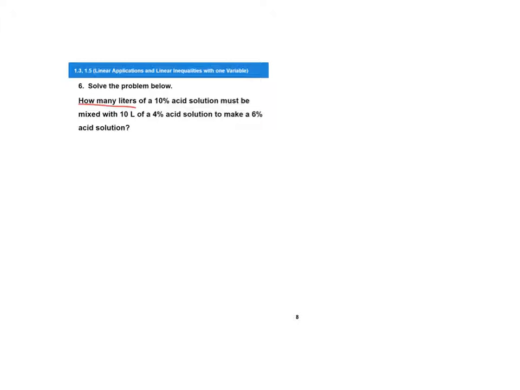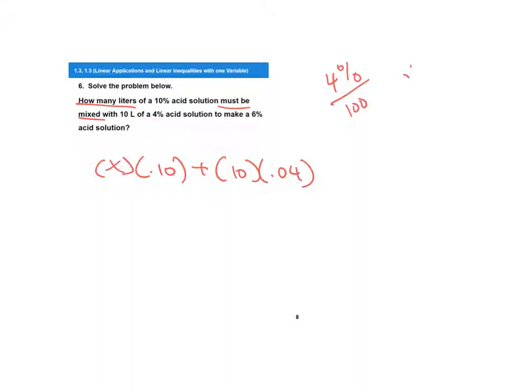All right, how many liters of a 10% solution must be mixed with 10 liters of a 4% solution? So that, remember that 4% is just how many out of 100. You're dividing by 100, which gives you 4 hundredths. And then to make, there's your equal, a solution that's 6%. Well, I don't know what that solution is, but I know it's x plus 10, and that's going to be at 6%.